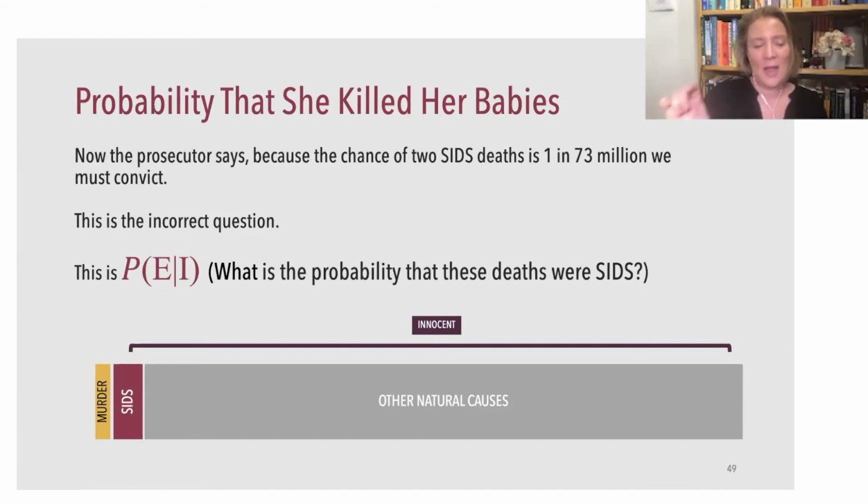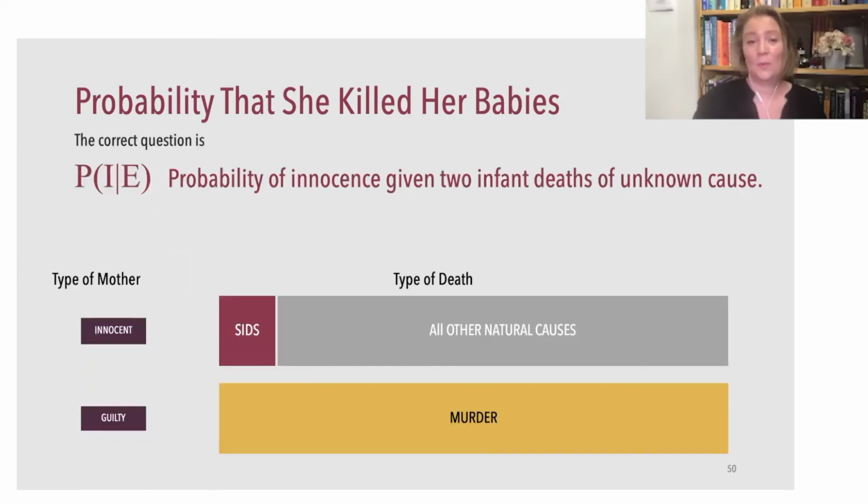And the prosecutor accidentally compared the chances of it being SIDS to the chances of it being any other natural cause. What we really need to do, of course, as the prosecutor, or to use math to decide what the probability of this happening is, the probability of her innocence given two infant deaths of unknown cause.